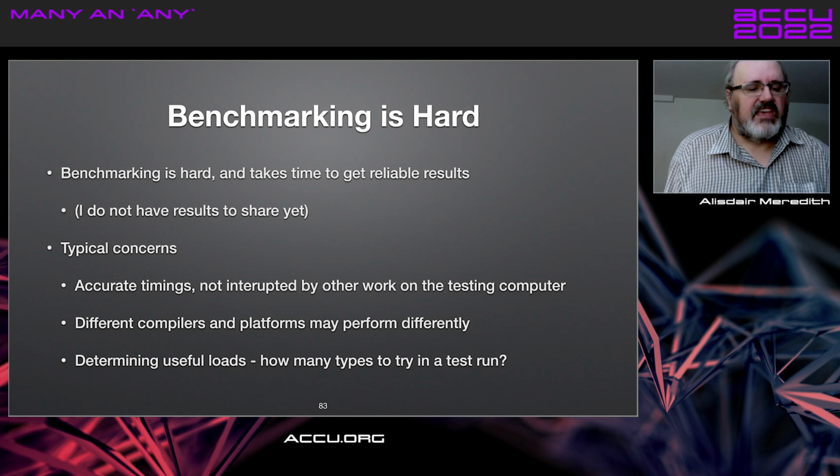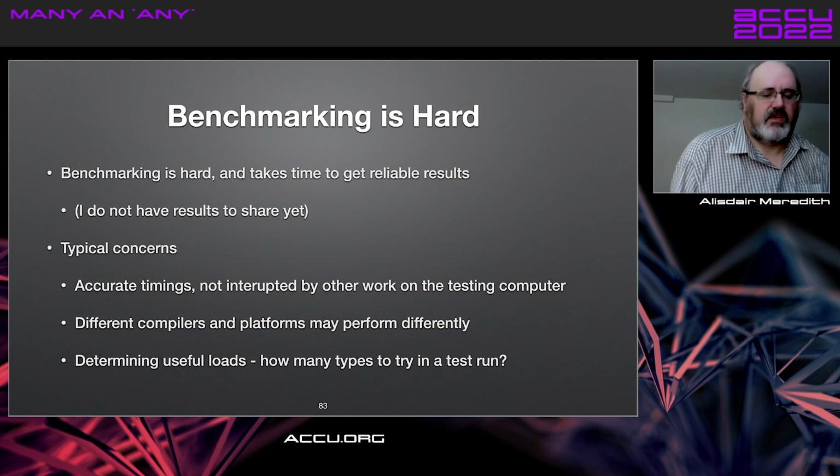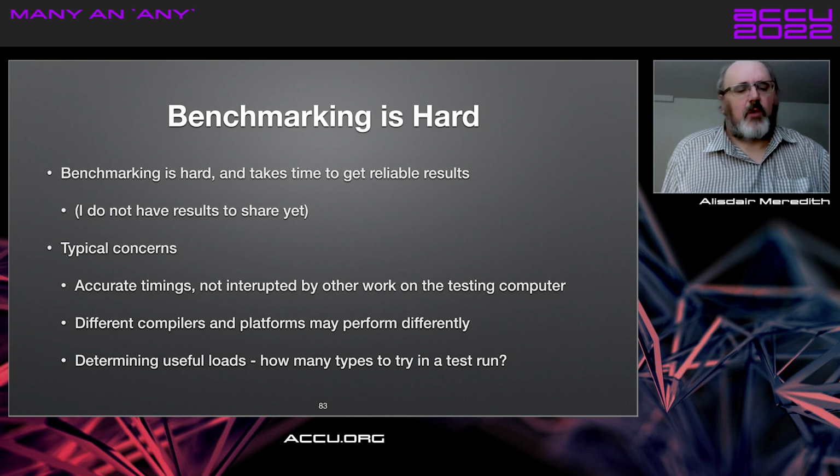How many types is standard any likely to see in a typical application or workload? How many times is it going to go through and replace them? Do I need to test it with 10 types, 100 types going through that any object, or just creating 100 different any objects holding different types? Going through different assignment combinations? How do you know when you've determined an appropriate representative load?